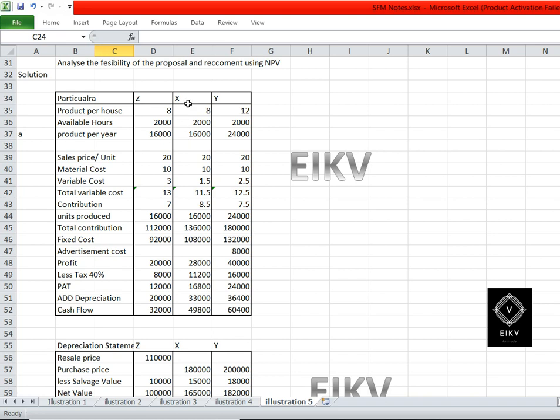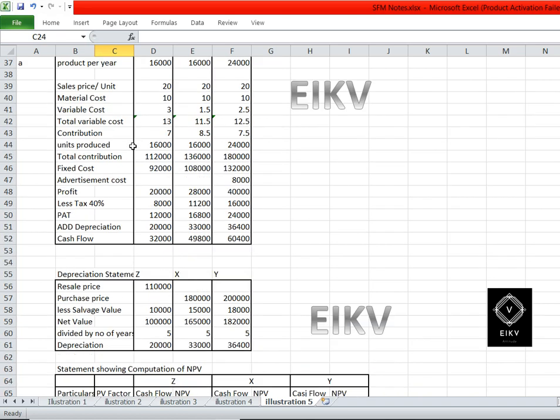Machine Z is currently working, right? The company is working with machine Z, so we have the normal production as 60,000. X also has the same production, and for Y the production has changed to 24,000. Any production more than 60,000 should incur an additional advertisement expense of 8,000. So here we have only one machine, Y, for which we need to spend an additional 8,000.